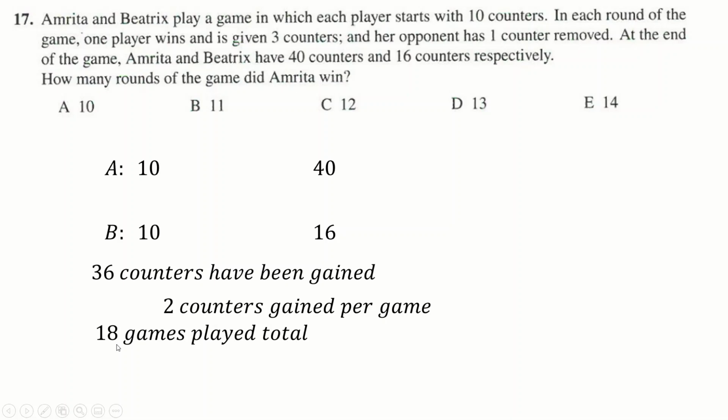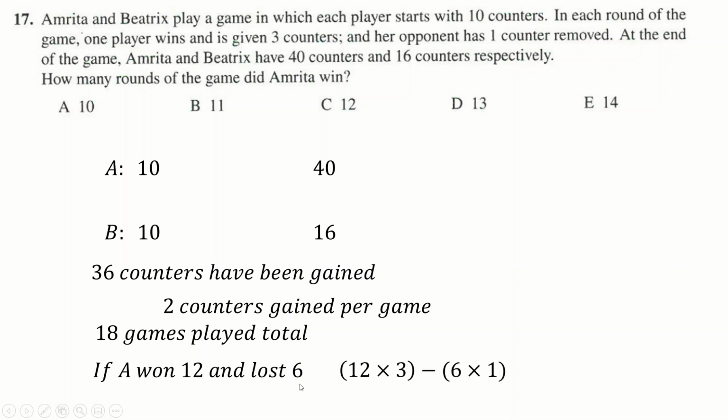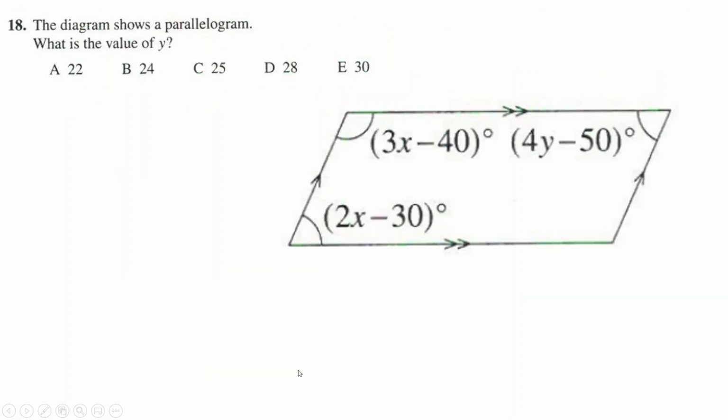Now we just have to figure out how many each person won of those 18, and trial and error is probably the best way to go here. I actually got it first time just by guessing 12 and 6. If A won 12 and lost 6, she gains 3 counters 12 times and loses a counter 6 times. 12 times 3 is 36, take away 6 is 30, and she gains 30 overall, which matches perfectly. It also matches perfectly for B, you can test that. But yeah, just some trial and error at the end there works. And you sort of always get a feel to split it up nice and evenly, so I split it up 2/3 to 1/3. But anyway, the answer is 12.